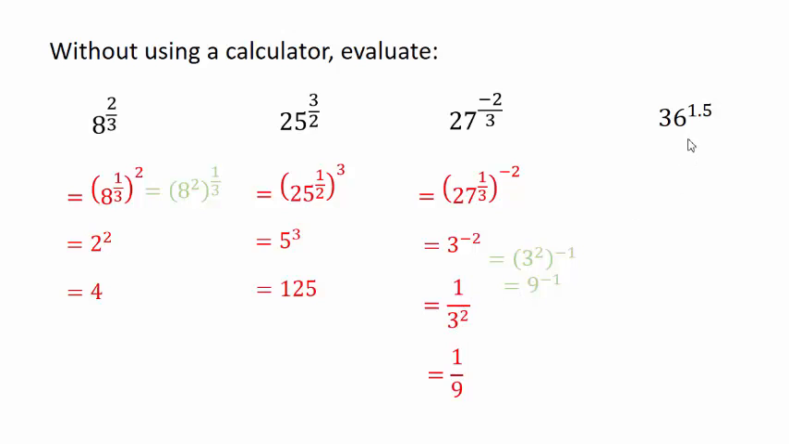Okay, last one. 36 to the 1.5. 1.5 isn't very much help to us. Let's make it a fraction. 3 over 2. Okay, 36 cubed, no idea. Let's do 36 to the power of half to the power of 3. 36 to the power of a half, I know, is 6. 6 cubed is 36 times 6. Quickly in my head, I can work that out to be 216.